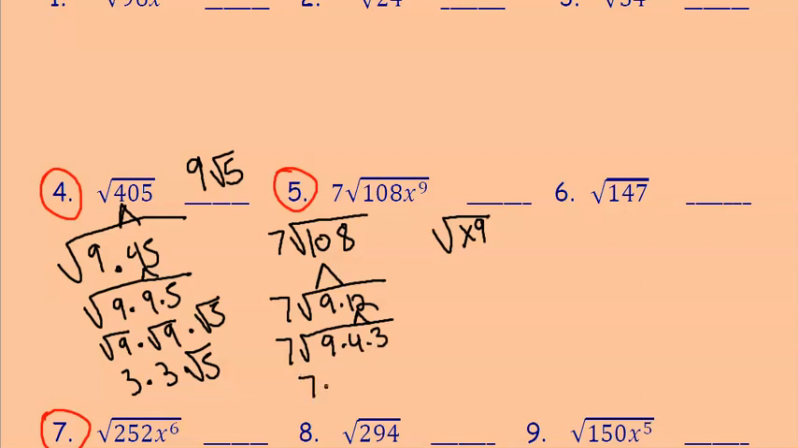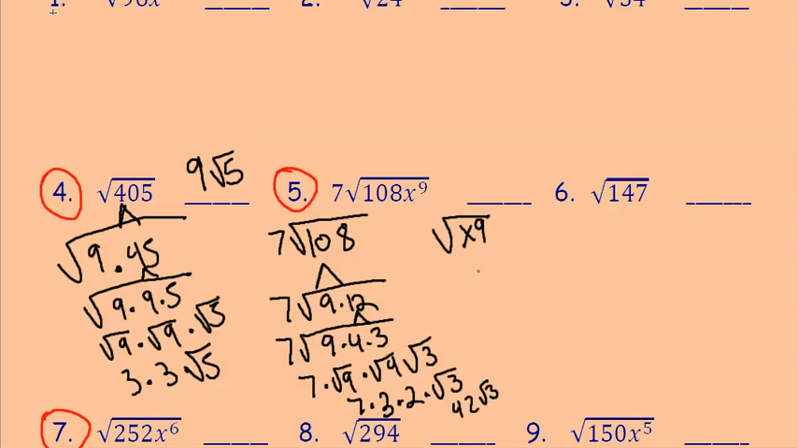So we have 7 times the square root of 9 times the square root of 4 times the square root of 3. That's 7 times 3 times 2 times square root 3. And that will give you 42 square root 3.